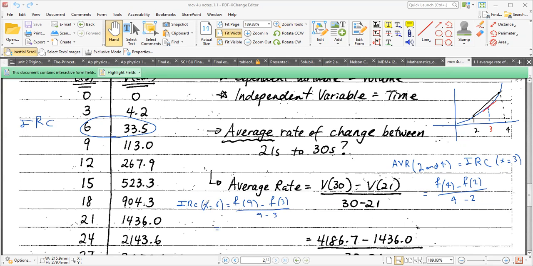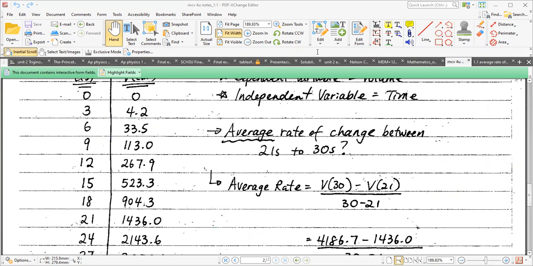So 4.2, and here's 113. 113 minus 4.2 divided by 9 minus 3, which is 6. So you put that in the calculator. This is the mean value theorem. This is the theorem that we use to do this question.